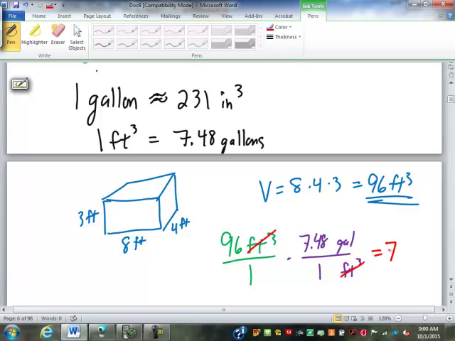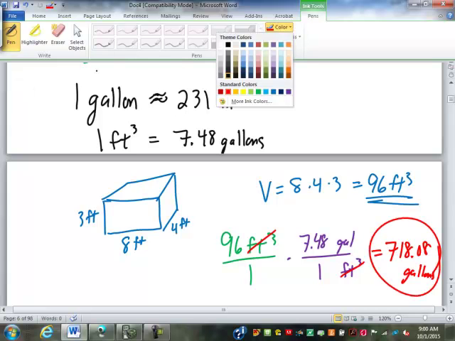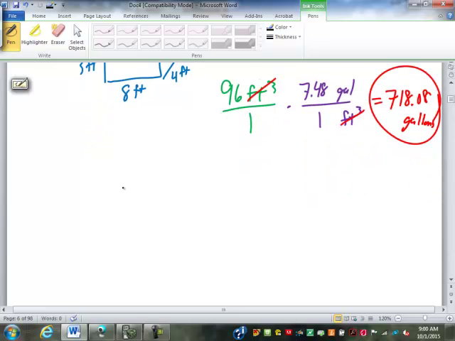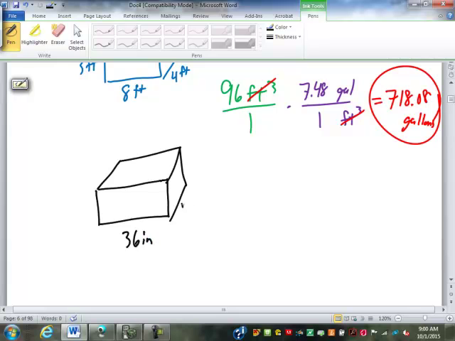718.08 gallons. It's a pretty big tank. Or let's say in your car, again, we're going to approximate it with a rectangle. Let's say your car has a tank that is 36 inches by 18 inches by 6 inches. So the volume is going to be 36 by 18 by 6.